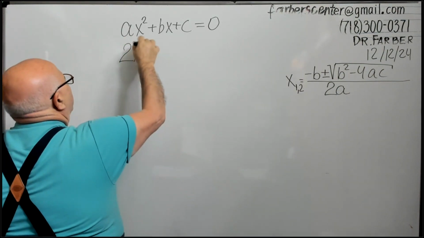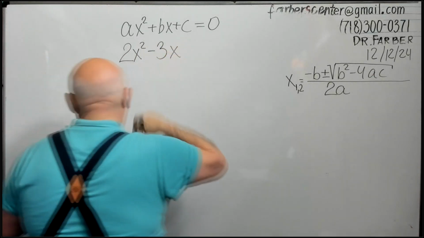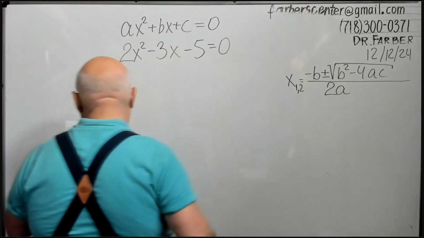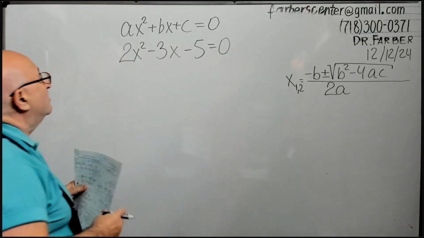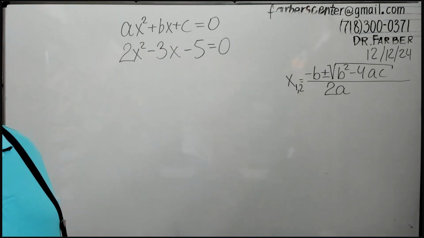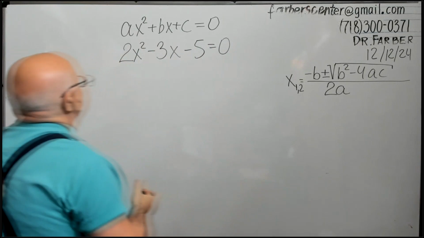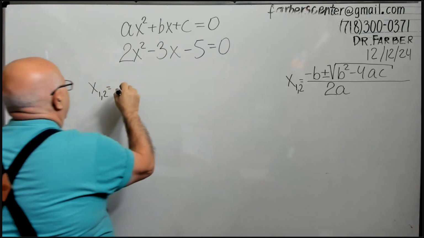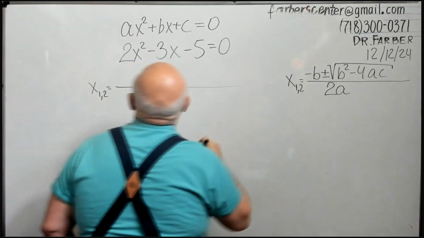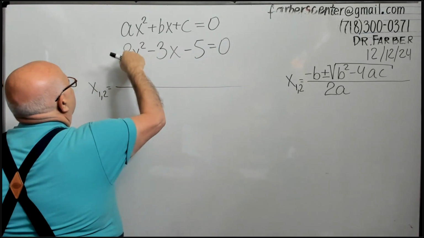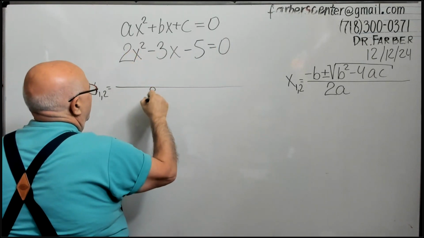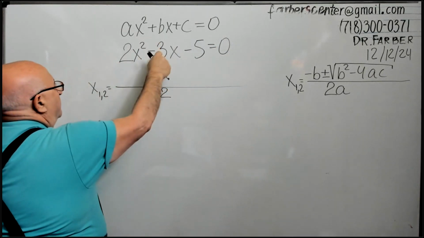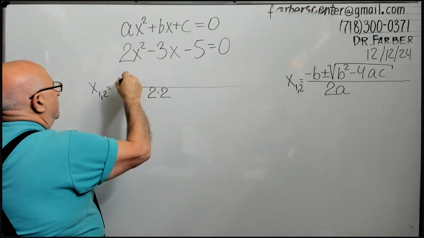2x squared minus 3x and minus 5 equals 0. Okay. So what to do? How to solve this? You write x equals the first, the second fraction. Denominator: double the first coefficient, 2 times 2. Numerator: the second coefficient with opposite sign, 3.